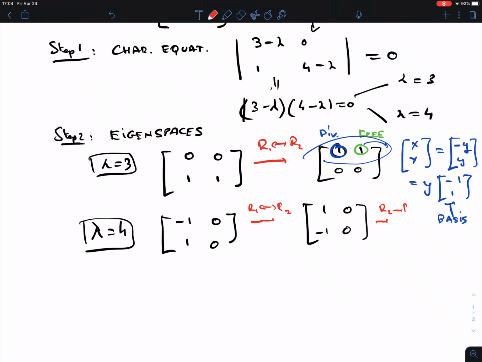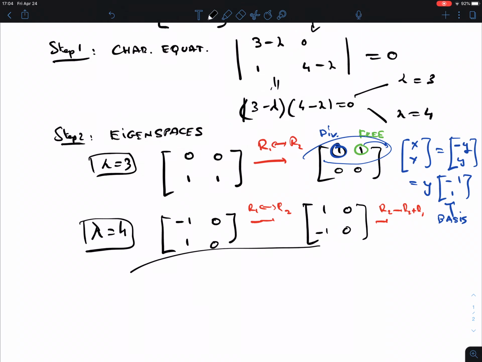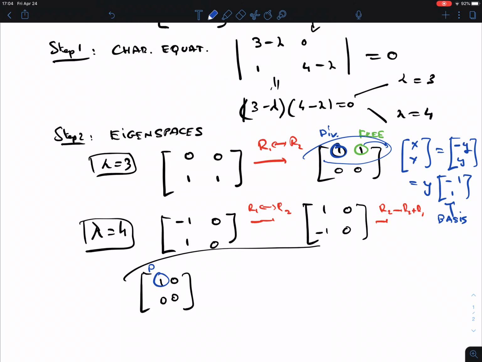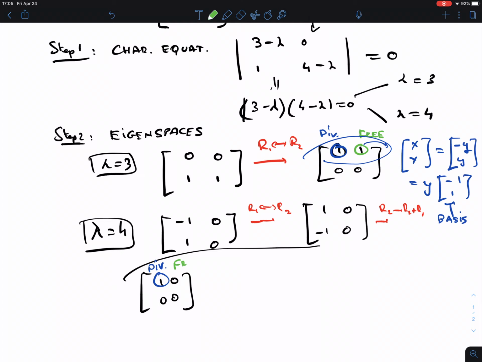Now I do the row operation: row 2 is row 2 plus row 1 to get zeros, and eventually we get 1, 0, 0, 0. That is our reduced echelon form. And so what we have here, this is the pivot variable, and the other one is the free variable again.